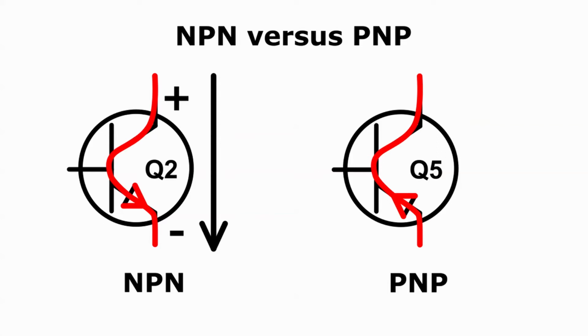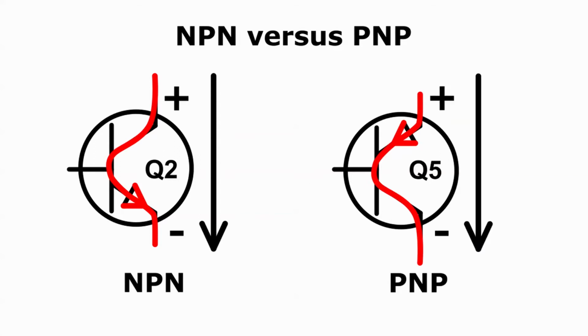But that's not the case for the PNP transistor, which is why the PNP transistor is very often seen the other way around on schematics. Usually, the lead with the arrow is at the top, like this. Then, the current in the main pathway flows down, in the same direction as the voltage drop.